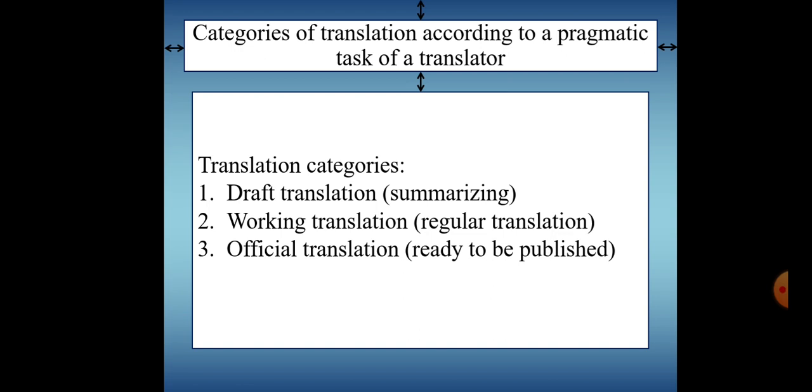The task appears when the receptor must be acquainted with the main content of the text in a very short period of time. Such simplified translation can be considered as a preliminary stage in the process of the translator's work on preparing the full text of translation. In connection with it, we can speak about translations of three different categories, and each of them answers certain types of requirements. These categories are draft translation, summarizing, working translation, that's regular translation, and official translation, ready to be published.